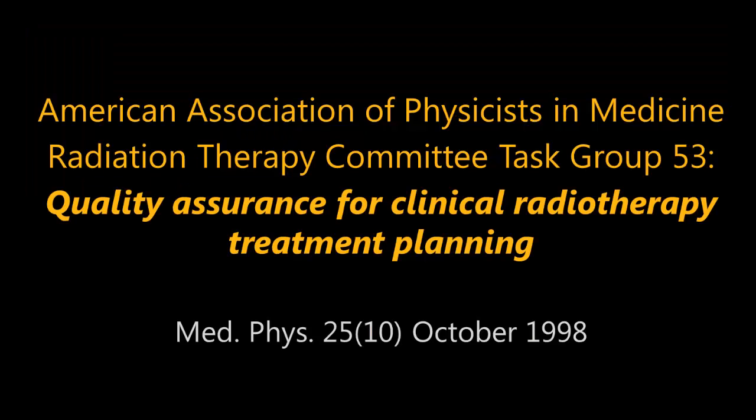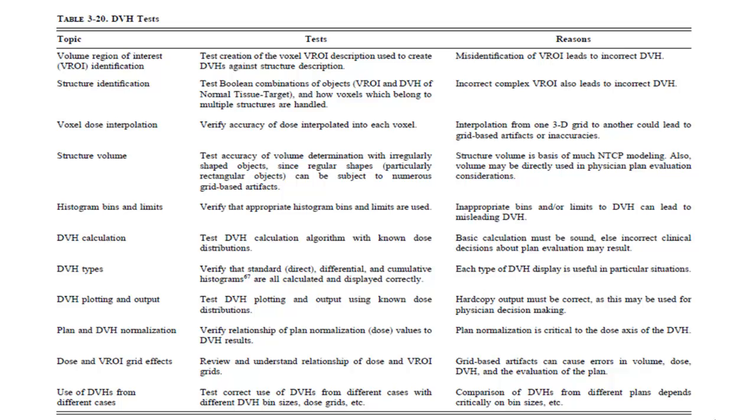In 1998, when 3D treatment planning systems were used by more and more sites, the AAPM Task Group 53 published an article called Quality Assurance for Clinical Radiotherapy Treatment Planning. In this comprehensive document, many requirements and tests were suggested as a basis for commissioning treatment planning systems. Among them was a suite of tests to verify the accuracy of DVH statistics.